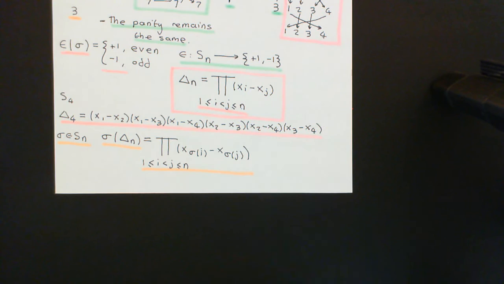So again, to get some intuition for this, let's just do an example. I'll go over onto the other side of the piece of paper and do an example. Again, we'll work with S4 and the polynomial delta 4 that we've already constructed. We will need some sigma to work with, and we'll just stick with this 4-cycle. 1 goes to 2, 2 goes to 3, 3 goes to 4, and then 4 goes to 1.